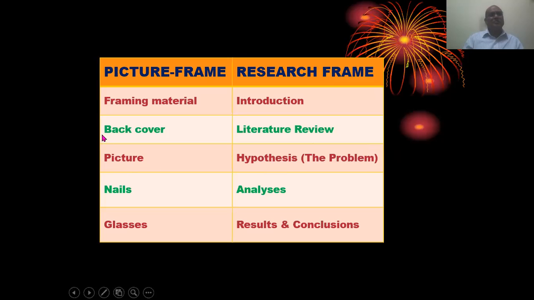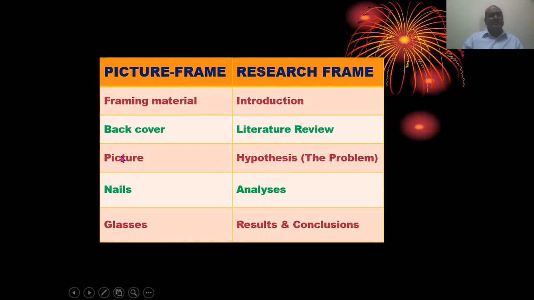Behind the picture, you will typically find a back cover. And this back cover is nothing but your literature review. The literature review basically supports your problem. And the framing material that you have, the side frames, that wooden frame that you use, is nothing but the introduction.